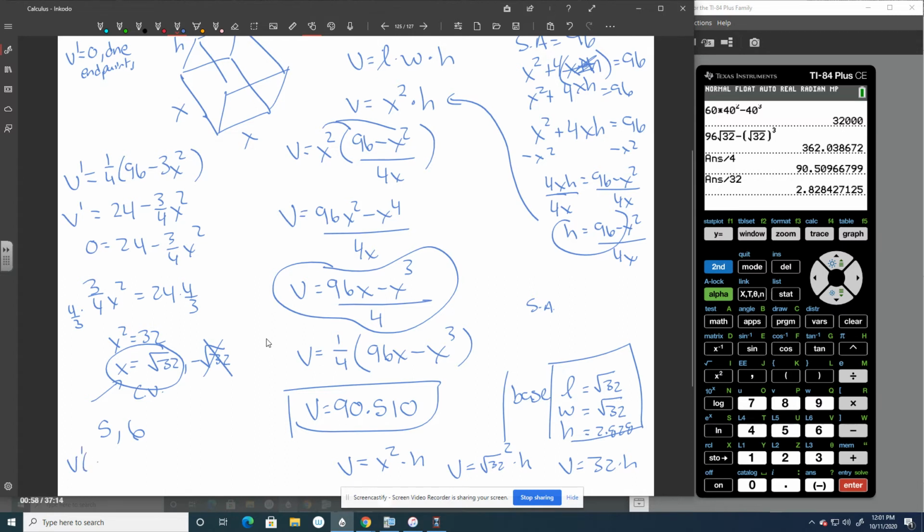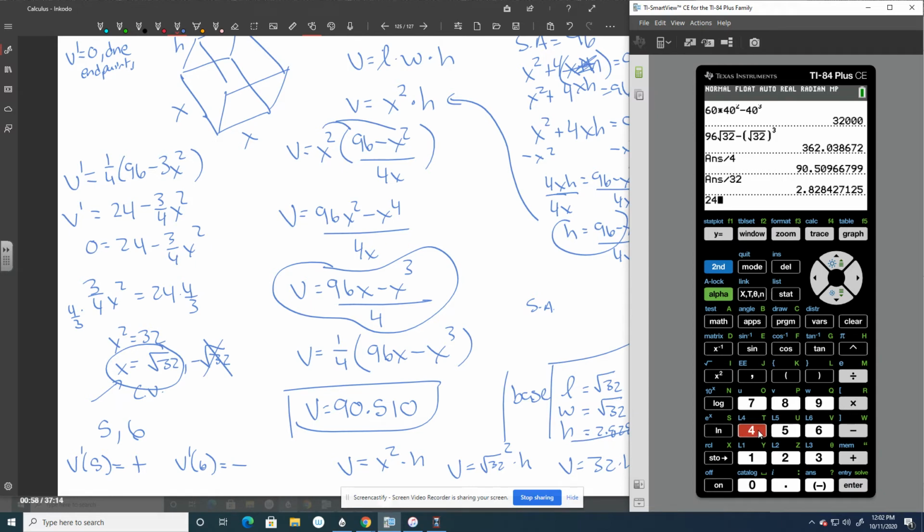volume derivative of 5, I'm hoping, is a positive. And my volume derivative of 6, I'm hoping, is a negative. So my volume derivative, remember, is my first derivative test. I'm just trying to prove that root 32 is the maximum. So if I plug in a 5, I've got 24 minus 0.75, and my x value is 5 squared.